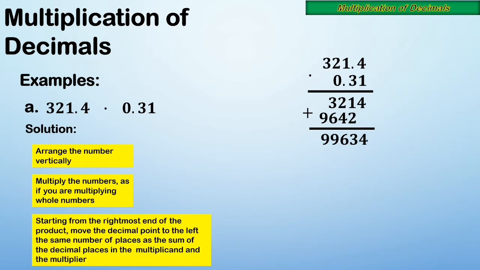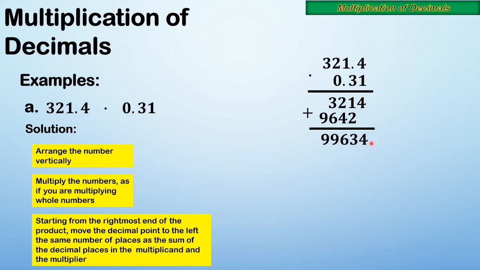Now, start from the rightmost end of the product. Move the decimal point to the left the same number of places as the sum of the decimal places in the multiplicand and the multiplier. In the multiplicand, how many decimal places do we have? 1. In the multiplier, after the decimal point, how many decimal places? 2. 1 plus 2, there are 3.